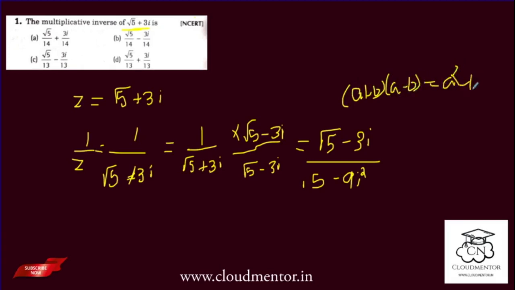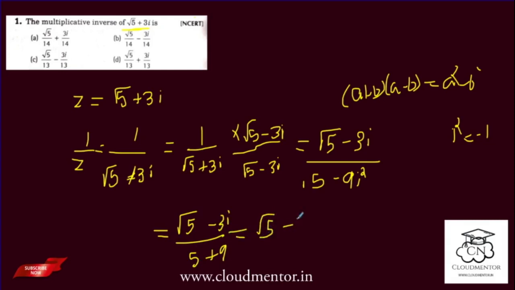So applying that, we got this, that is 5 minus 9i square, and i square we know it is minus 1. I square is minus 1, and so applying that, we get root 5 minus 3i by, yes, 5 plus 9, that is 14. Otherwise I can write it as, yes, root 5 by 14 minus 3i by 14. So let's look at the options.